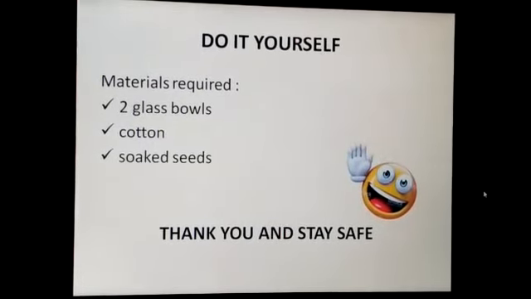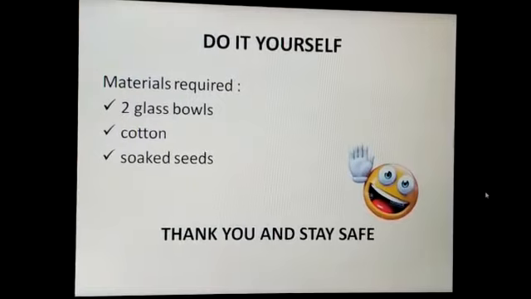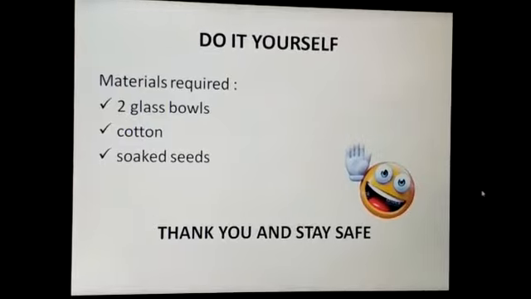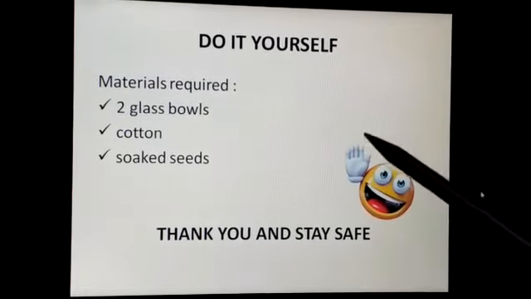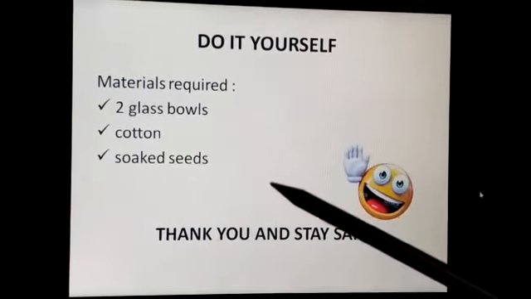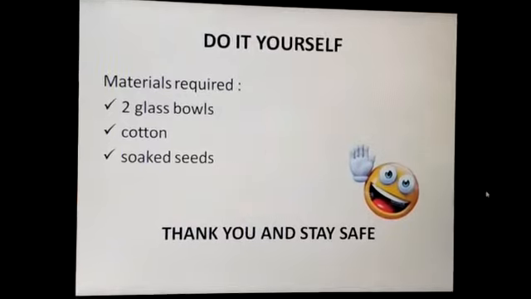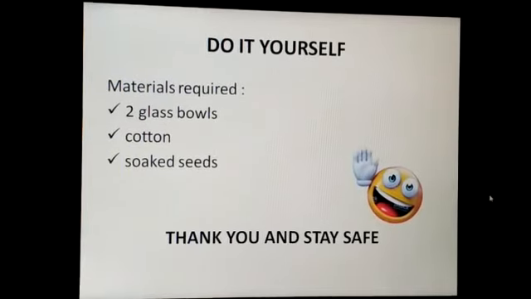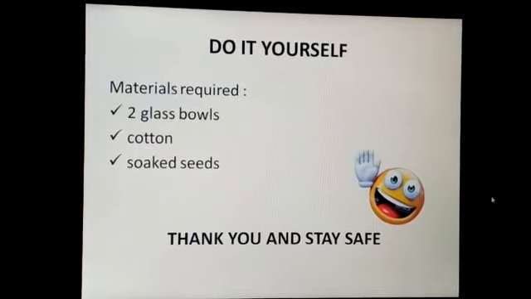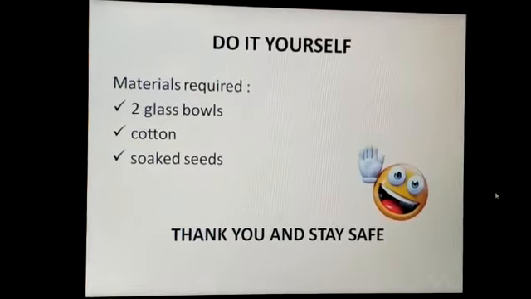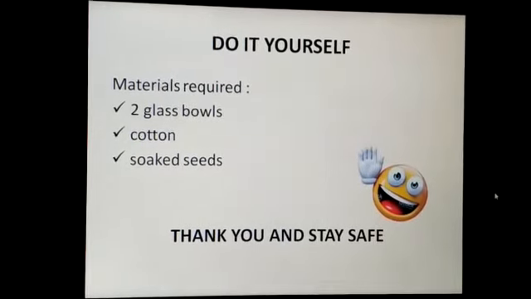I have a small activity for you. The same 2 experiments which you understood right now, you have to do it yourself. 3 materials required are 2 glass bowls, cotton and some soaked seeds. These 3 materials you arrange at your home and read the 2 experiments in your book, listen to the video and understand it clearly, follow the steps and perform these experiments at home. You will find it very exciting when you see the seeds germinating in various conditions.